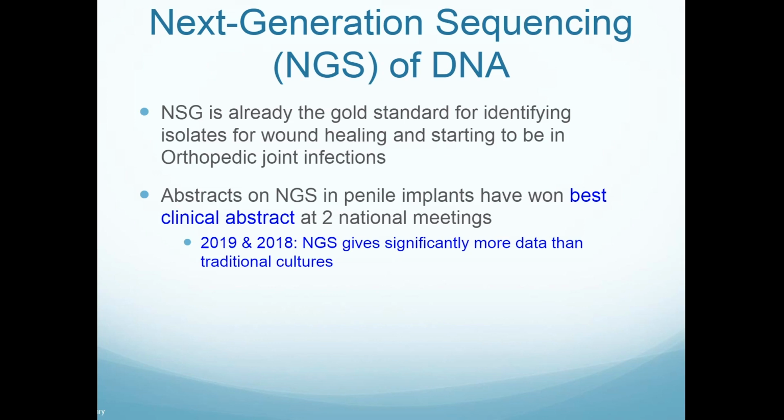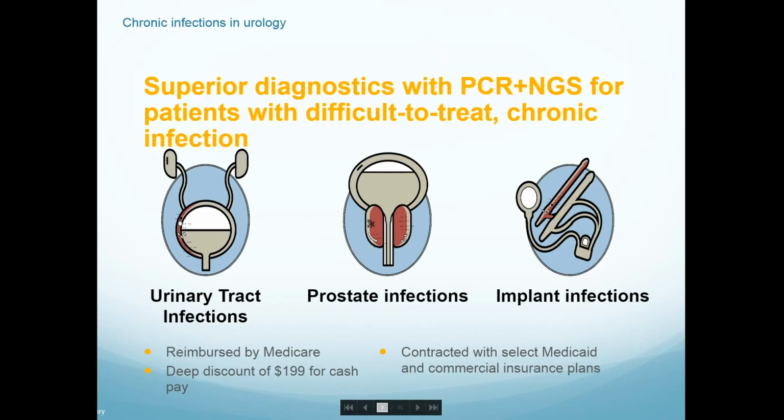I've already written a lot of papers on biofilm and bacterial infections and penile implants. I was reading other journal articles and I found this out. This data has already won 2 best clinical abstracts at national level meetings in both 2018 and 19. And we have an AUA abstract this year in 2020 that we'll talk about later in the presentation. Basically, next generation sequencing gives significantly more data than traditional cultures.